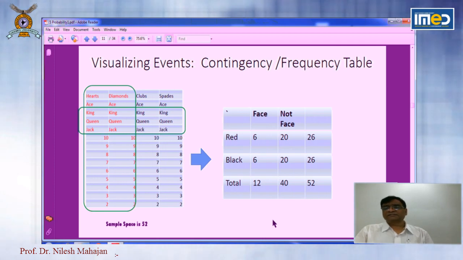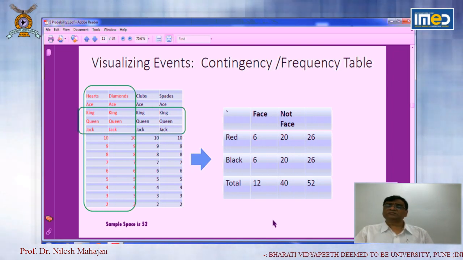Here I am giving an example. You check in this example. I consider face and not face items. The red face is 6 and not face is 20, because you know that both card face and not face total 26. So the combination red and not face is 26. Same for black, and the same, the total is 12 face and 40 not face, and the total is 52.